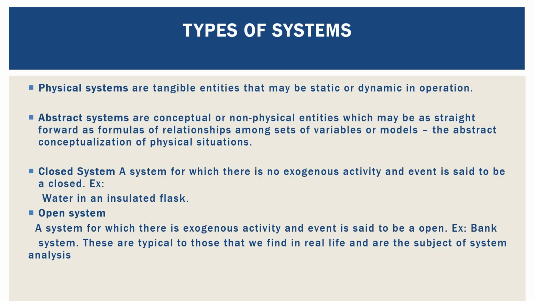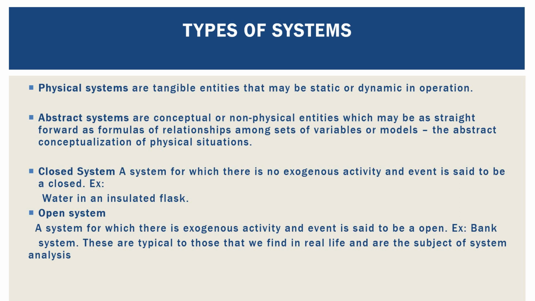Now let's look at the types of systems that we have. Number one, we have physical systems. These are tangible entities that may be static or dynamic in operation. We can look at a building as a system. It's a static entity. Then abstract systems. These are conceptual, non-physical entities, which may be as straightforward as formulas of relationship among sets of variables and models, or the abstract conceptualization of physical situations. We can take Monte Carlo, whatever. Those are sort of abstract systems.